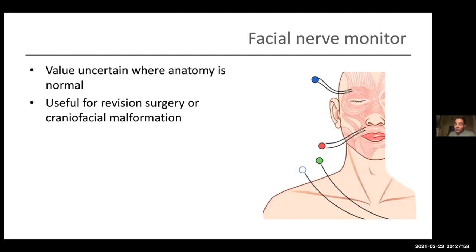It can be useful for revision surgery, particularly where there may be scar tissue stuck to a dehiscent facial nerve. It may give you that slight warning earlier than you would think that maybe you're on the facial nerve. Or again, in craniofacial malformation, where the facial nerve may not be in an obvious anatomical location. In both circumstances, you should proceed with caution and not rely on the monitor. Think of it as an adjunct.